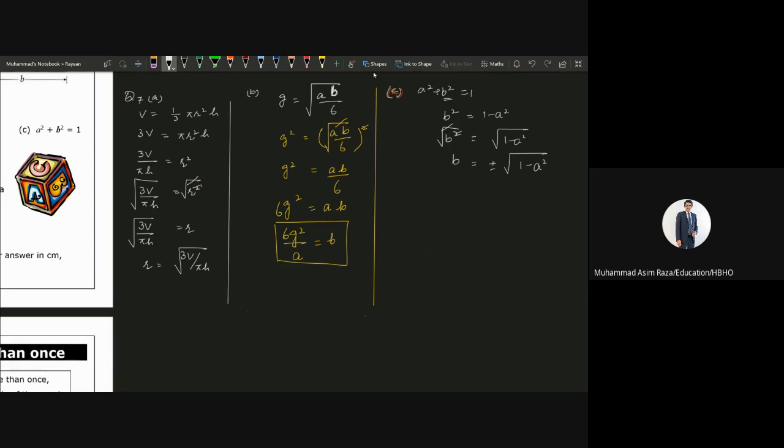Remember that some students also cancel out this square with the square root. So this is wrong. However, if it would have been written like this, then you can just cancel them out. Then it would have been right. It is 1 minus a square. Square is just on a and it is not on 1. So that's why you cannot cancel them out. Therefore this one will be the right answer.